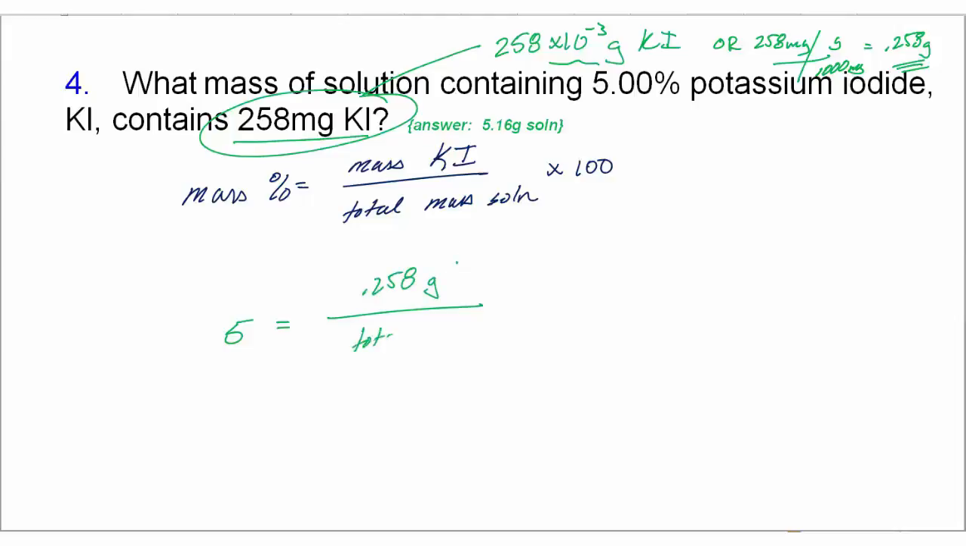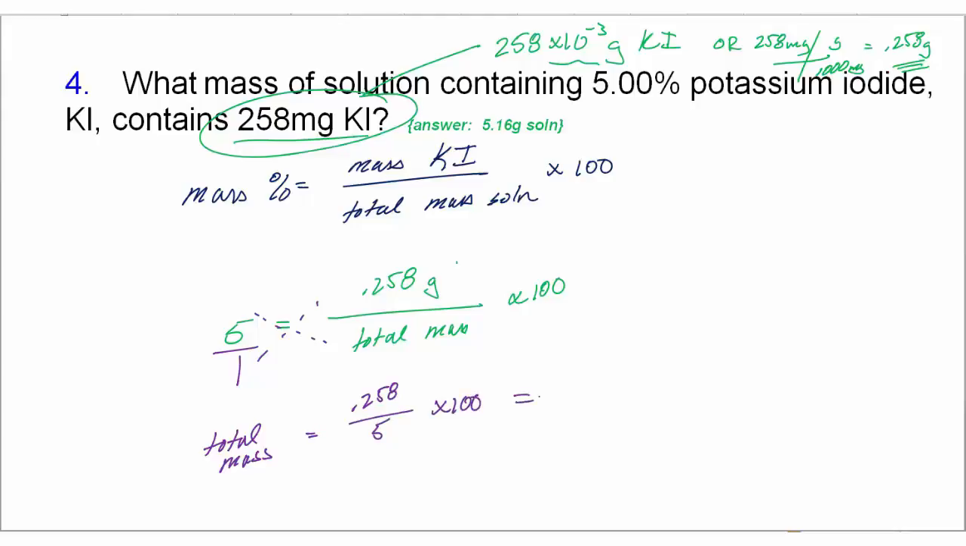Over the total mass of solution. So we have to solve for that total mass. Again, just get used to moving stuff around that diagonal. Move that to the top, recognize the diagonals. We'll move total mass to the top, bring 5 back down to the bottom on the other side, and we'll have our answer. 0.258 divided by 5 times 100, about 5.16.